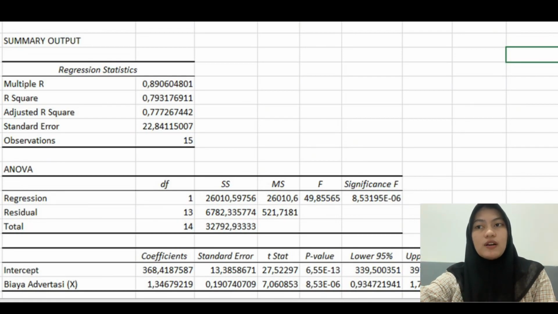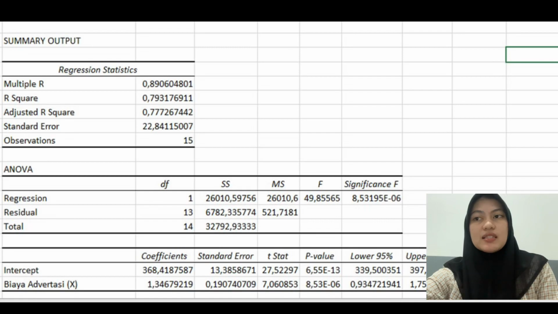The second is the ANOVA table. First is degrees of freedom, the number of values in a statistical calculation that are free to change after some other values are determined. And for the second is sum of square, for each source of variation. And for the next is mean square. If the mean square of regression is much larger than the mean square of residual, then the model explains the variation of y well.